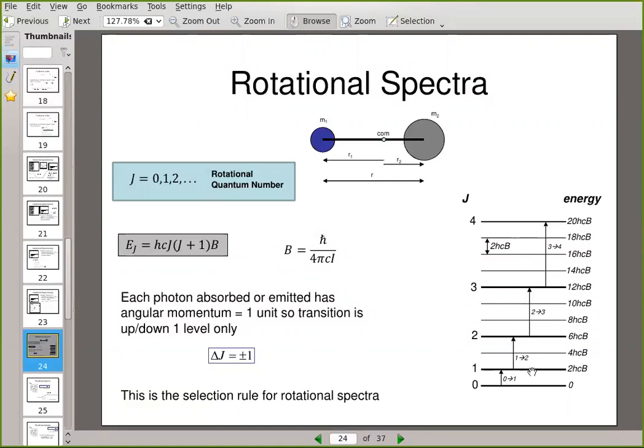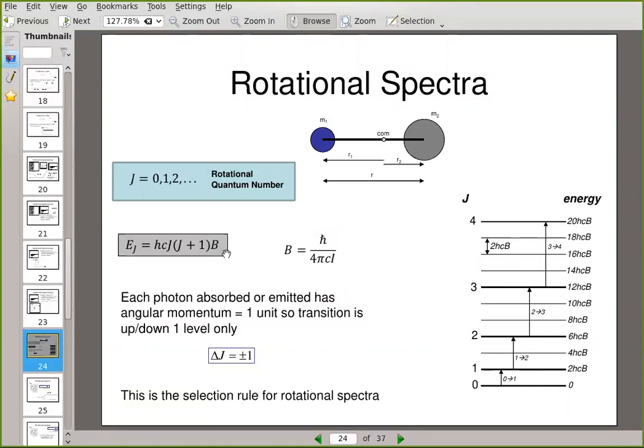I've put it on a backdrop of graph paper. But of course, B is this rotational constant, which is dependent on the moment of inertia of the molecule. So B is h over 4 pi c I.